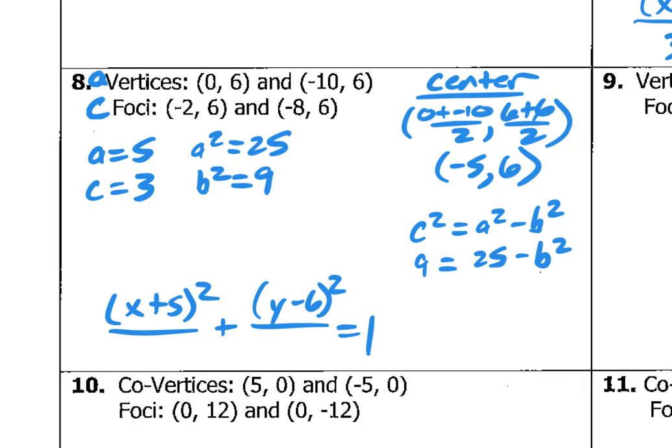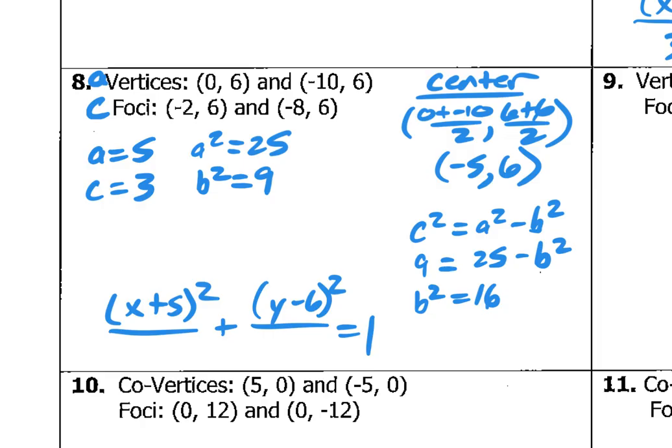And then we got to solve for b squared. Easiest thing I think to do here is add b squared to one side, subtract 9 from the other, and I get b squared equals 16. And I don't really care what b is. I just really need the b squared value. So b squared is 16.